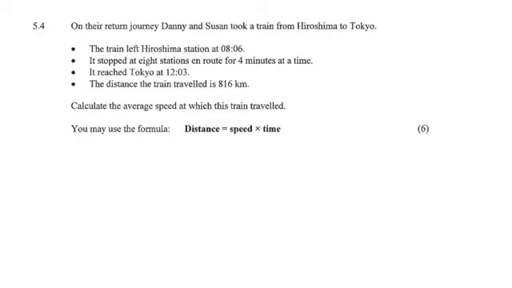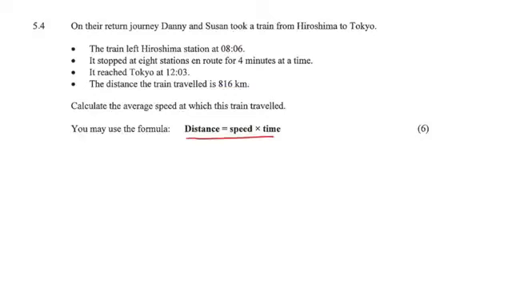On their return journey, Danny and Susan took a train from Hiroshima to Tokyo. The train leaves Hiroshima at 8:06. It stopped at 8 stations for 4 minutes at a time. It reaches Tokyo at 12:03. The distance the train travels is that. Calculate the speed at which the train travels.